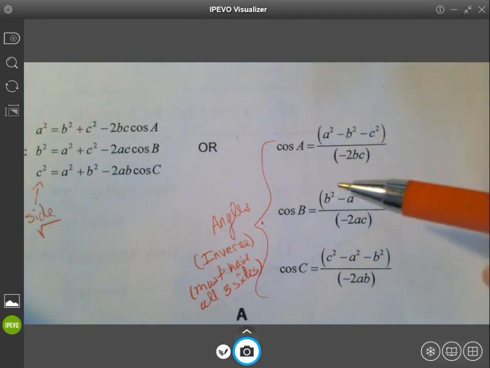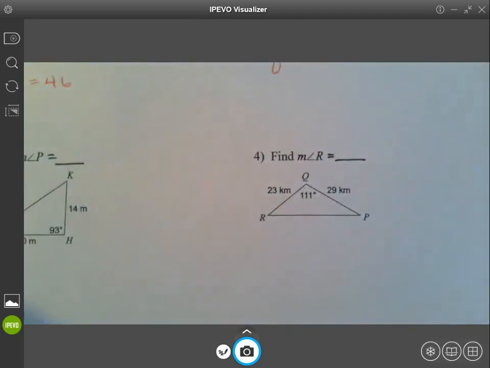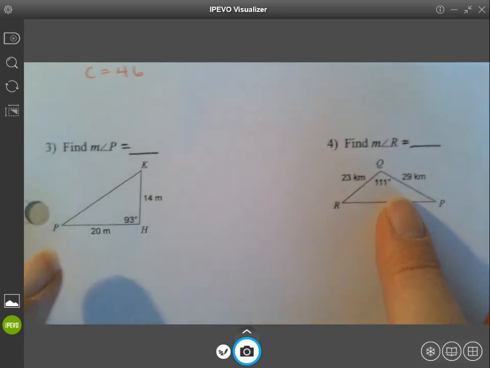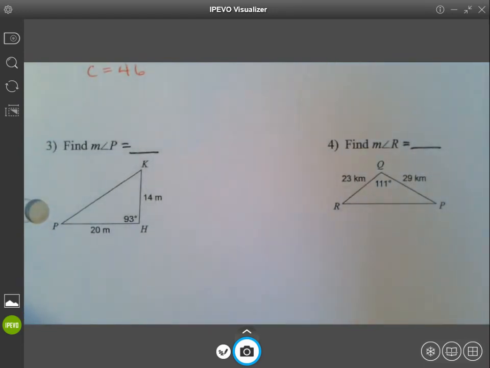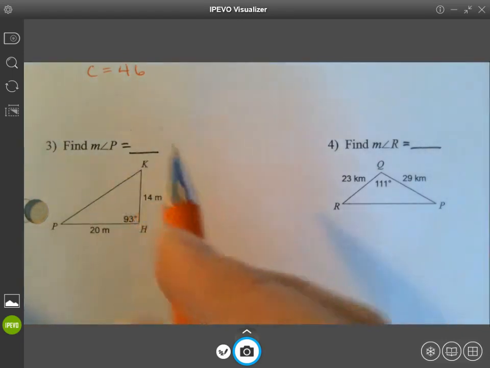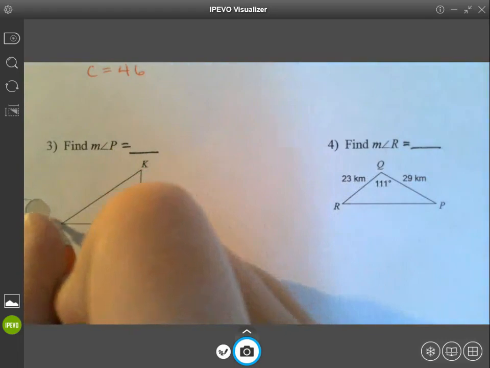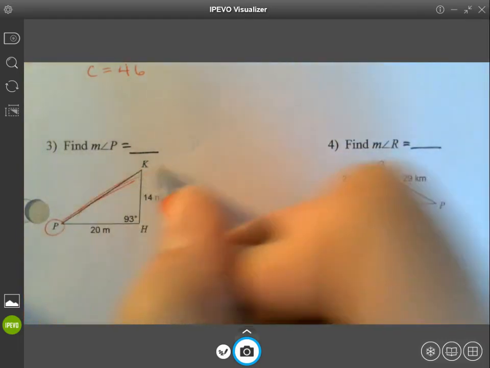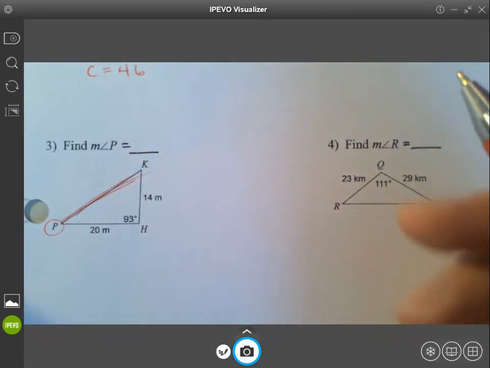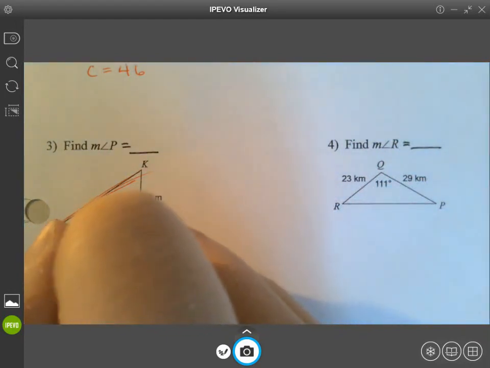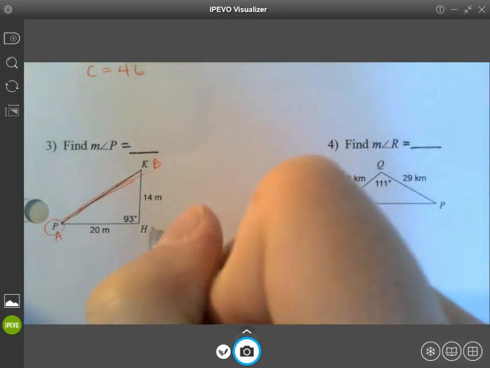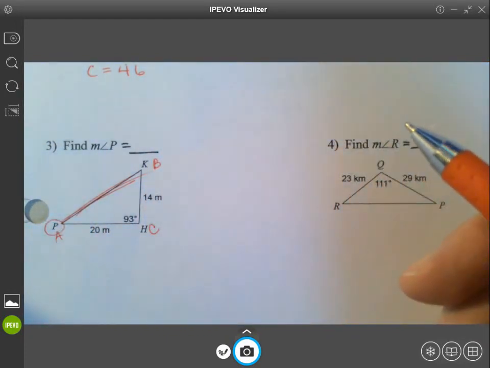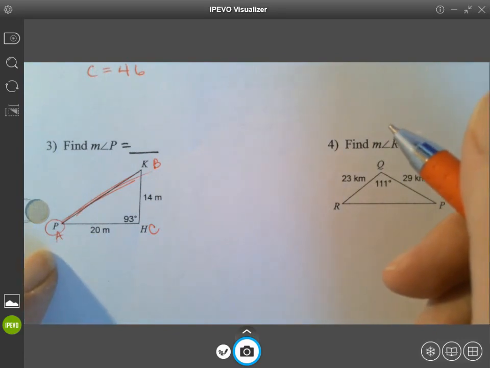All three sides. So these two are going to be a little harder because on these you actually do have to find the missing side first. Okay? So in order to do these, even though they ask for angle P, I need to find this side. So I'm going to go ahead and relabel this, guys. I'm going to call this A, B, and C because I think some of you will like that.